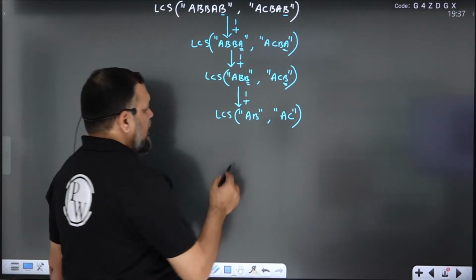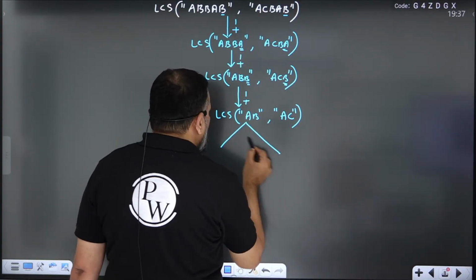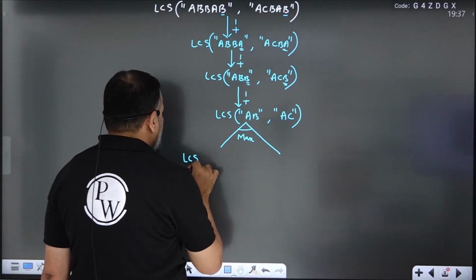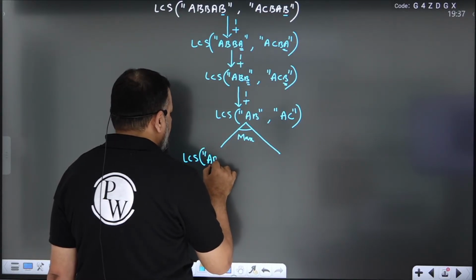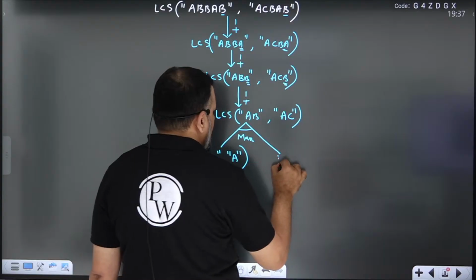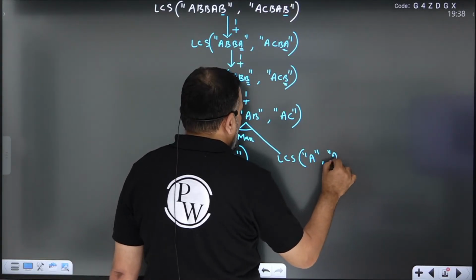ठीक है, चलिए फिर उसके बाद B is not matching with C. So therefore I will have two cases now, max. तो क्या होगा? LCS of, I will take the full string AB and here reduce by 1, or LCS of, I will reduce by 1 and take the full string here.